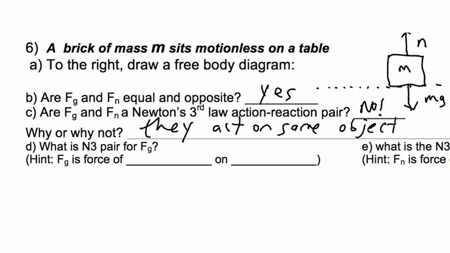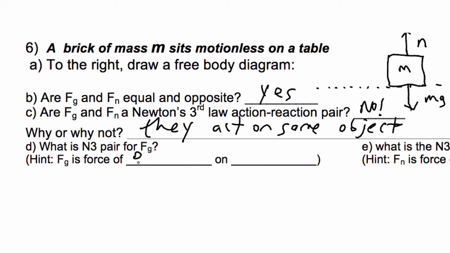Does that mean that Newton's third law doesn't apply here? It's got to apply. It's a law. So we've got to figure out what the objects are and what the forces are that are involved with Newton's third law. So let's try this. What's the Newton's third law pair for the force of gravity? Again, the key is to figure out what the two objects are. Fg is the force of what on what?